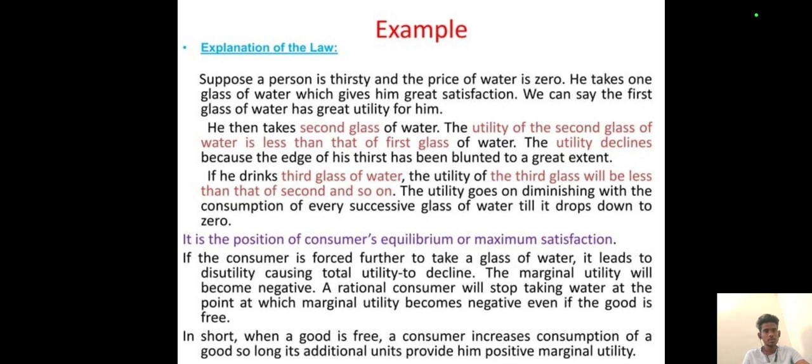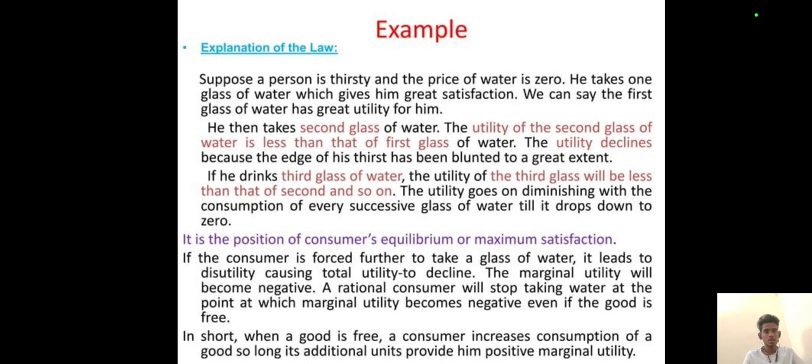Example of the law. Suppose a person is thirsty and the price of water is 0. He takes one glass of water which gives him great satisfaction. We can say the first glass of water has great utility for him. He then takes a second glass of water. The utility of the second glass is less than that of the first, because the edge of his thirst has been blunted to a great extent. If he drinks a third glass, the utility will be less than the second, and so on. The utility goes on diminishing with the consumption of every successive glass of water till it drops down to 0.